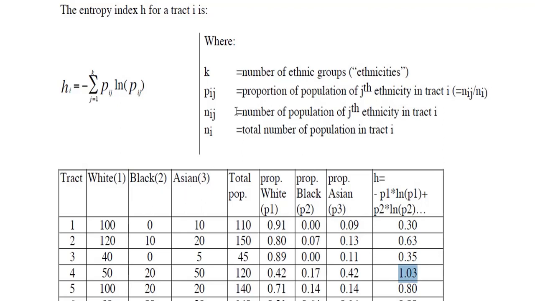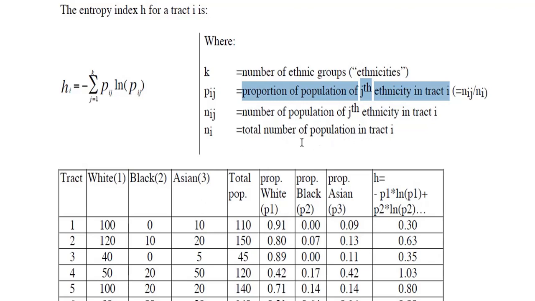Now p_ij is the proportion of the population of the jth ethnicity in tract i, and this proportion is calculated through the formula N_ij divided by N_i. What is N_ij? N_ij is the number of the population of the jth ethnicity in tract i, and N_i is the total number of the population in tract i.